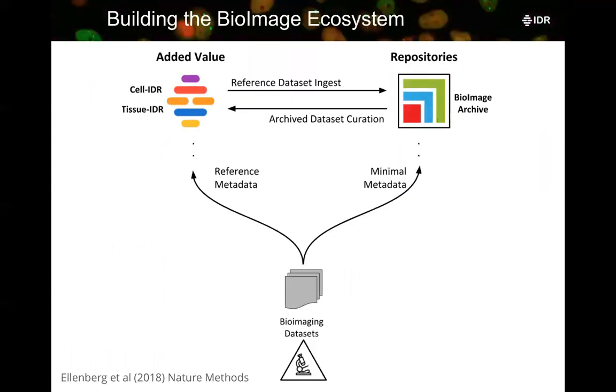At IDR, we also work with other resources to ensure that datasets can be published in the most effective, appropriate ways, with the goal of maximising utility and reuse. In this case, IDR works with the BioImage Archive to provide public archiving of bioimaging data, thus building what we call the bioimage ecosystem. So bioimaging datasets with minimal metadata are deposited at the BioImage Archive, and bioimaging datasets with reference metadata are submitted to the IDR, where we provide substantial curation and thus added value to these datasets. In addition, reference datasets in the BioImage Archive come to IDR, and IDR datasets are archived at the BioImage Archive.